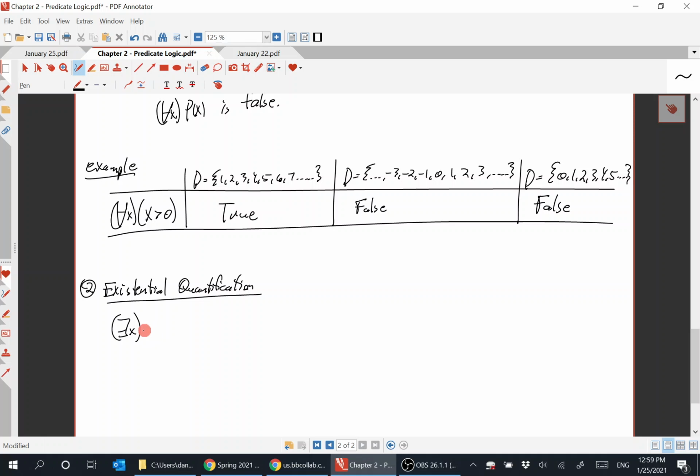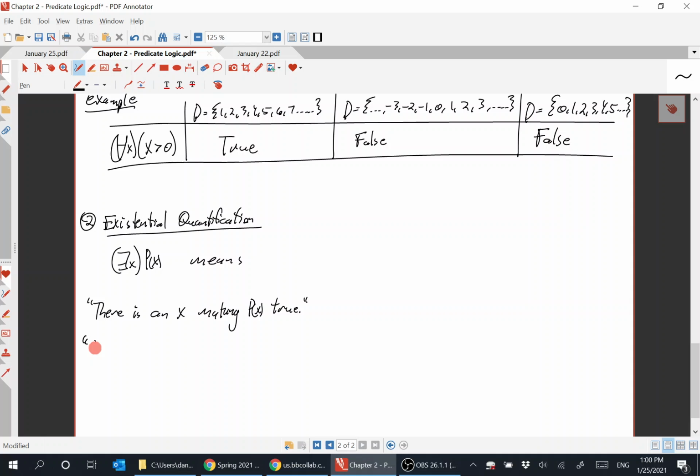So backwards E, ∃x P(x), means there is an x, so there is an x making P(x) true. Some x makes P(x) true, or at least one makes P(x) true, or things similar to that. Okay?